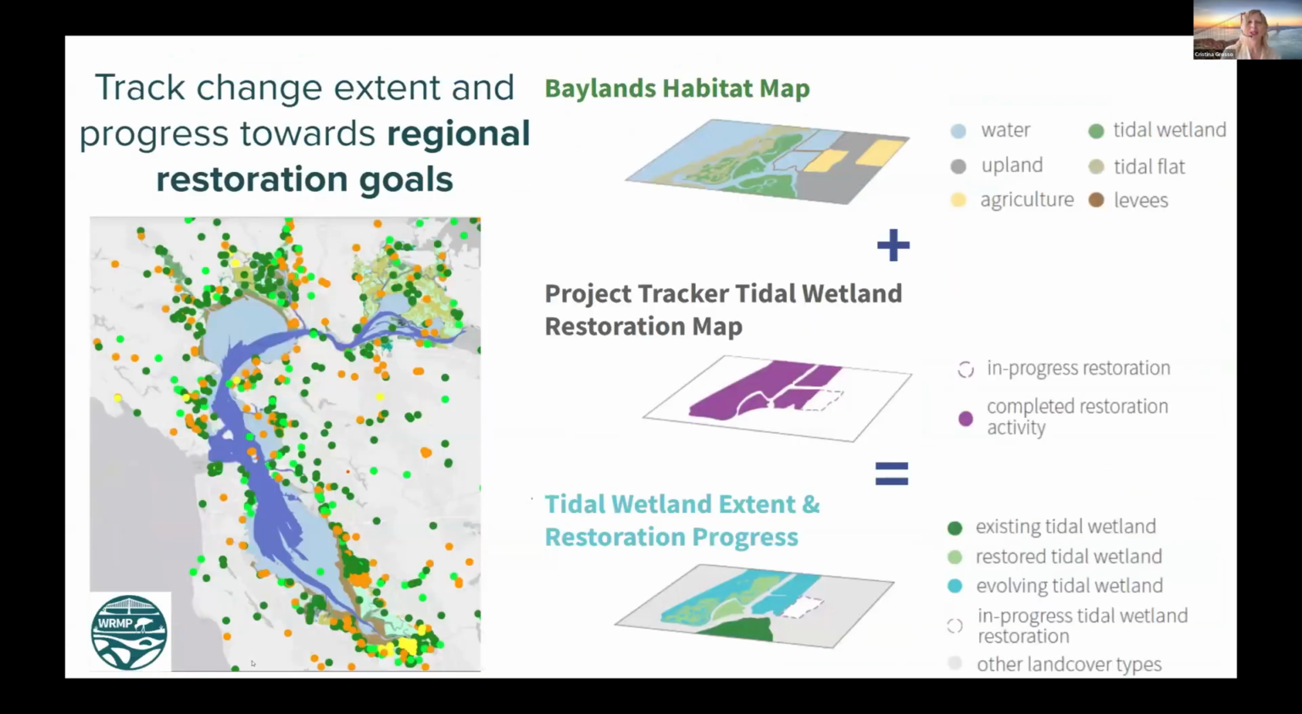And I did want to show you one other example that took place in the San Francisco Estuary by the Wetlands Regional Monitoring Program, where they used a couple of these tools to begin to look at tracking change in tidal wetland extent and progress towards the region's restoration goals. So first, the WRMP took the Baylands habitat map, which is the most recent mapping that is similar to CARI, but it is just specific for the Baylands within the San Francisco estuary.